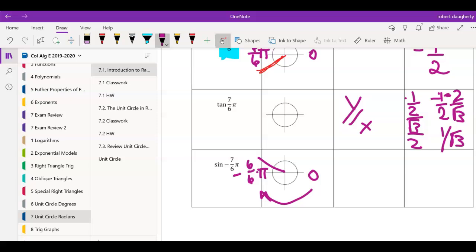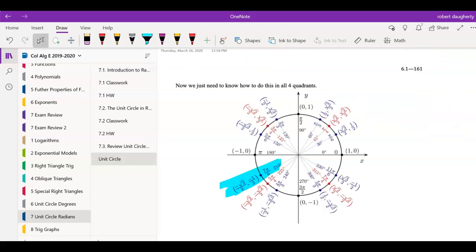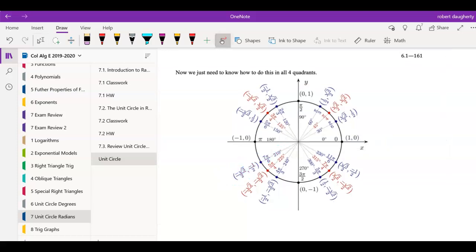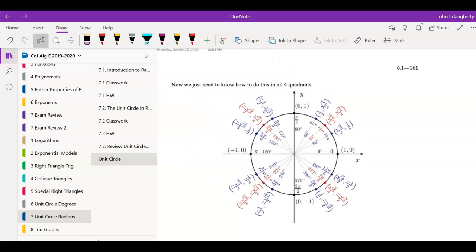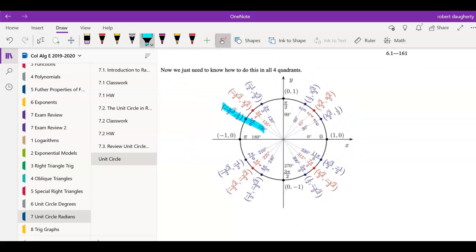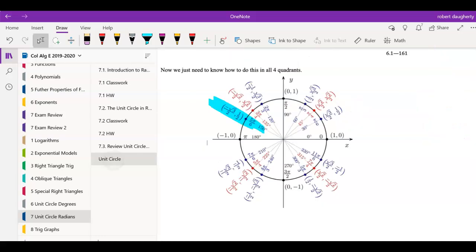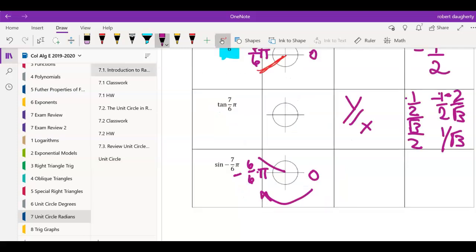Okay, so that takes me to, and I'm going to go ahead and erase what we did here earlier. So -7/6 pi takes me to this angle right here. Okay, I'm looking for the sine of that angle. So the sine of that angle is just the y coordinate. The y coordinate at that point is just simply 1/2. So I know that the y coordinate is 1/2. Okay?